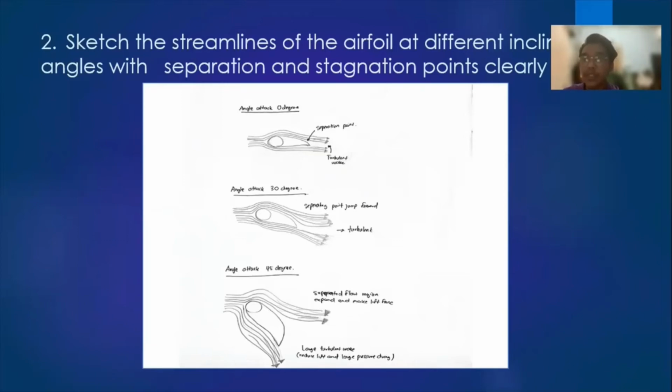For the 30 degree, the airflow separation point jumps forward at the back of the aerofoil and there is turbulence. And for the 45 degree, the separated flow region expands, which has a large turbulent wake, reduces lift, and causes large pressure drag.